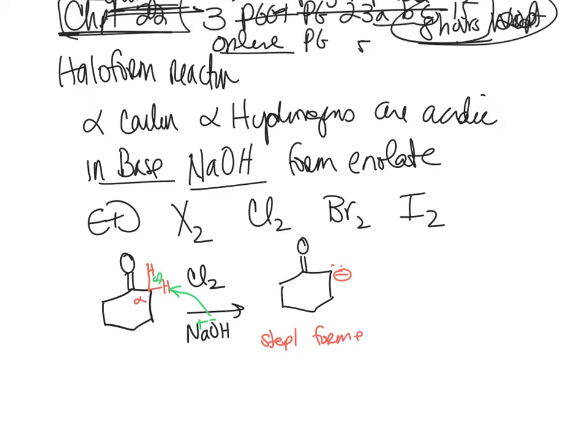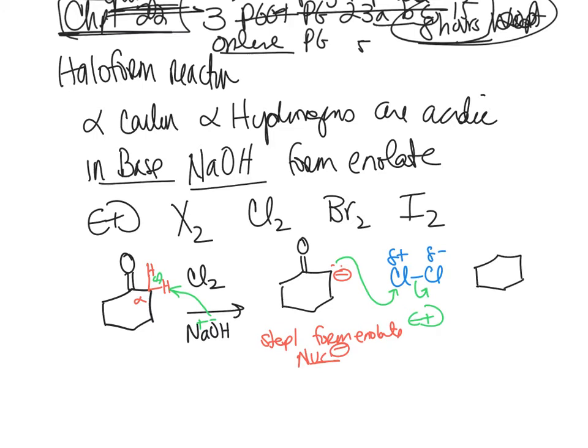Form enolate. And then your chlorine, your halogens, can be polarized to make one positive and the other one negative. And so then these electrons will go after the positive. This is your electrophile. This is your nucleophile. And then those electrons leave, and you get the chlorine added to your alpha carbon. Okay, so you know this mechanism.